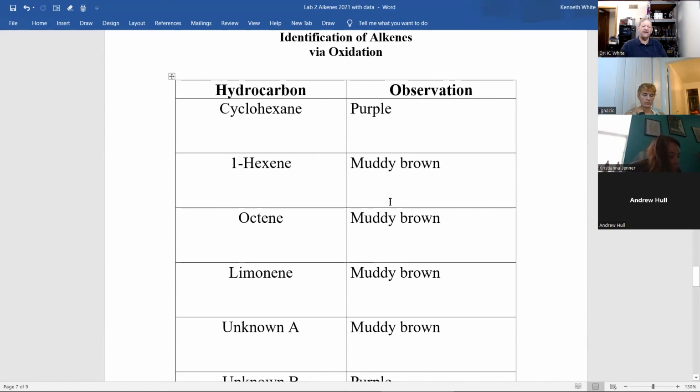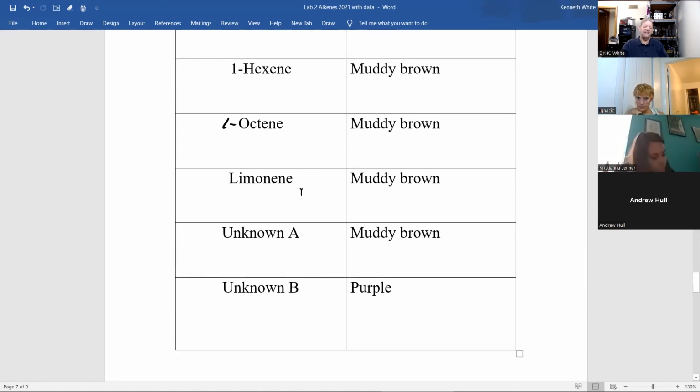Now, here again, you would be reacting the following. And let's make this 1-octene again. Cyclohexane stays purple, no double bond. 1-Hexene, ooh, you would have seen this in the lab, the test tube would be muddy brown. Double bond. Same thing with octene and limonene, whose structure you already looked up earlier. And then we once again have unknowns A and B. Remember, muddy brown, double bond; purple, no double bond.